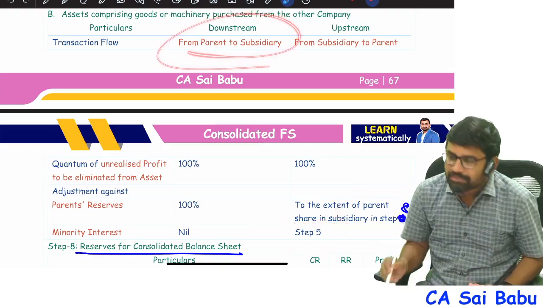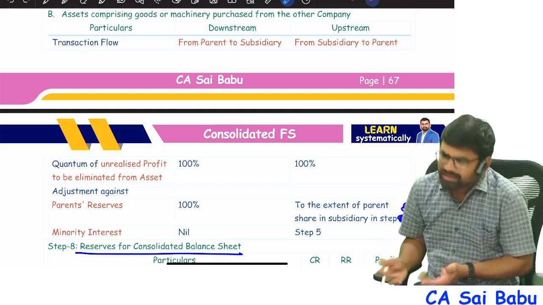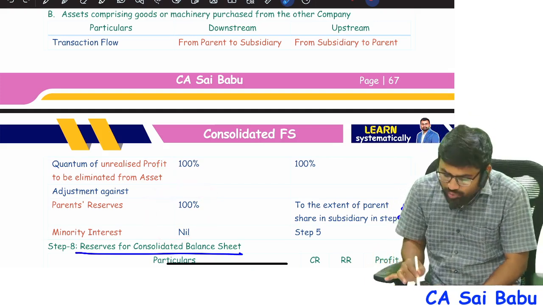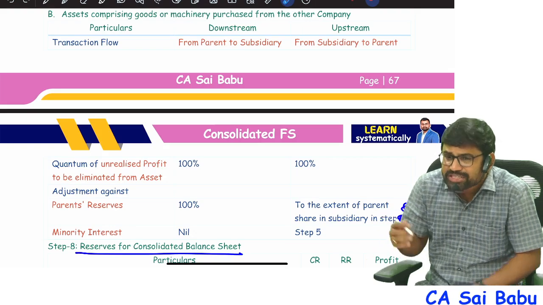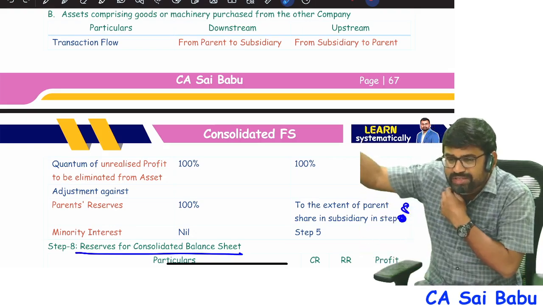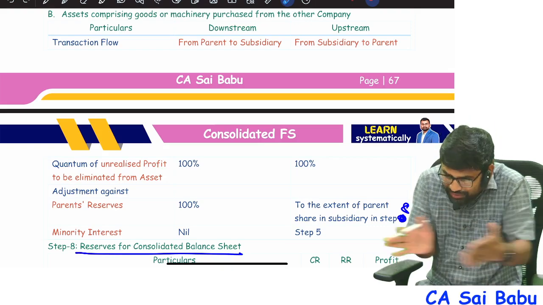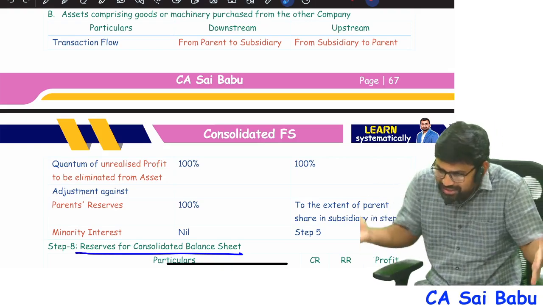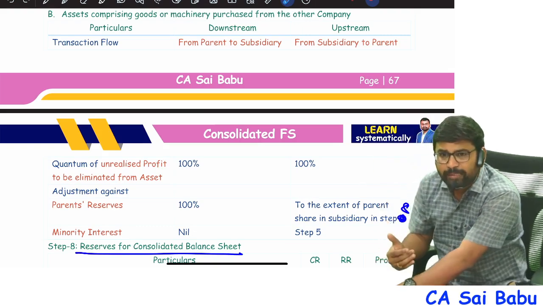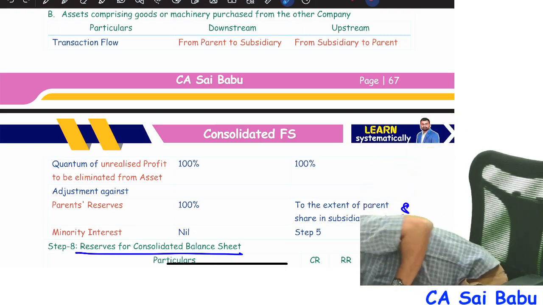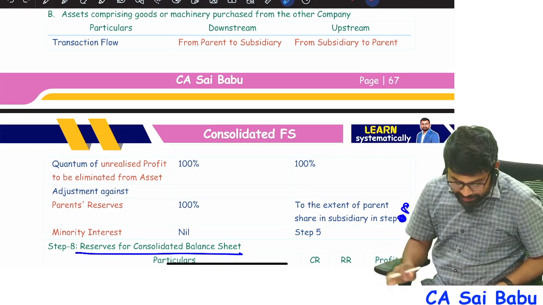But in downstream, who sold the goods? Parent. That means profit is in whose books? Remove from parent 100%. When only subsidiary company sold goods, because in the subsidiary company, parent and minority shareholders are the owners. Whatever the profits of the subsidiary company, they will share. So in the profits of subsidiary, which is already shared between the parent and minority interest, there is an unrealized profit. Why? Because goods are sold by subsidiary to parent. The profit we will eliminate from both of them.